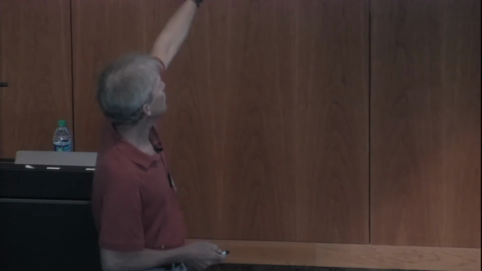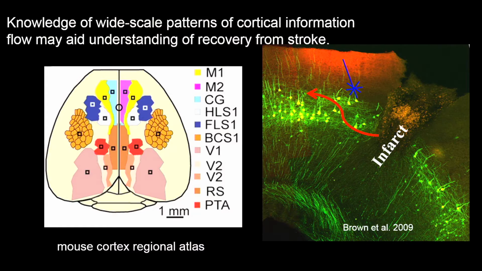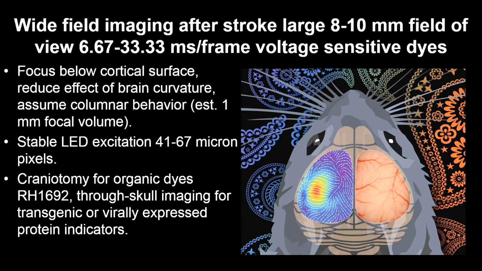So sort of looking at it as if we're flying over the top of the mouse, and it's sort of a flattened perspective of cortical functional connectivity. And again, this is our perspective in this cartoon. And so we do a lot of wide field imaging. We also do two-photon imaging. But most of what I'll tell you about is wide field.